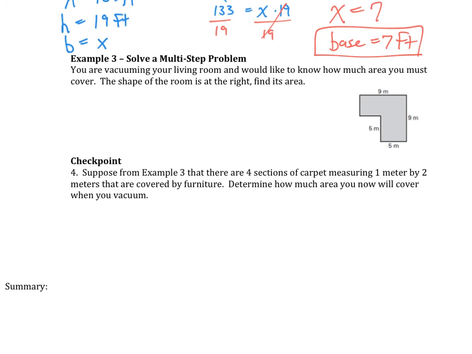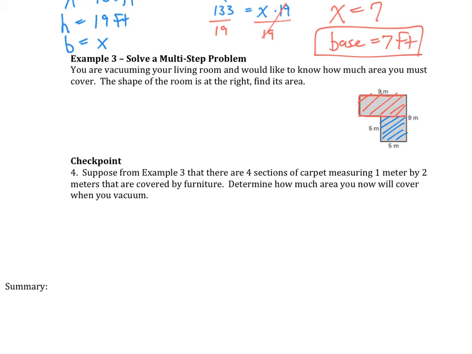And our last example, you are vacuuming your living room floor and would like to know how much area you must cover. The shape of the room is at the right. Find the area. So this shape is nothing special to us, but we can break it apart by drawing a line. And now we have two different shapes, or two different regions. We have the red region, which is a rectangle, and we have this blue region, which also looks like a rectangle. So let's focus on the red one first.